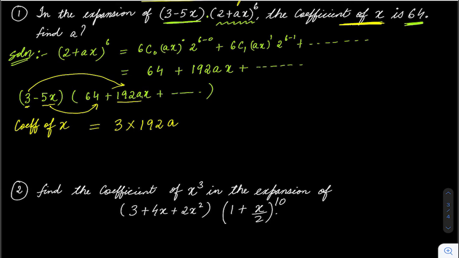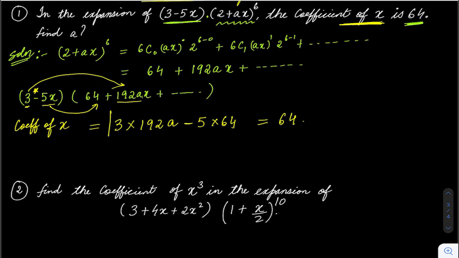So the coefficient of x is 3 times 192a and then minus 5. Now, don't forget this minus, because sometimes students forget this. So minus 5 times 64. This will be my coefficient of x, and this is given as 64.